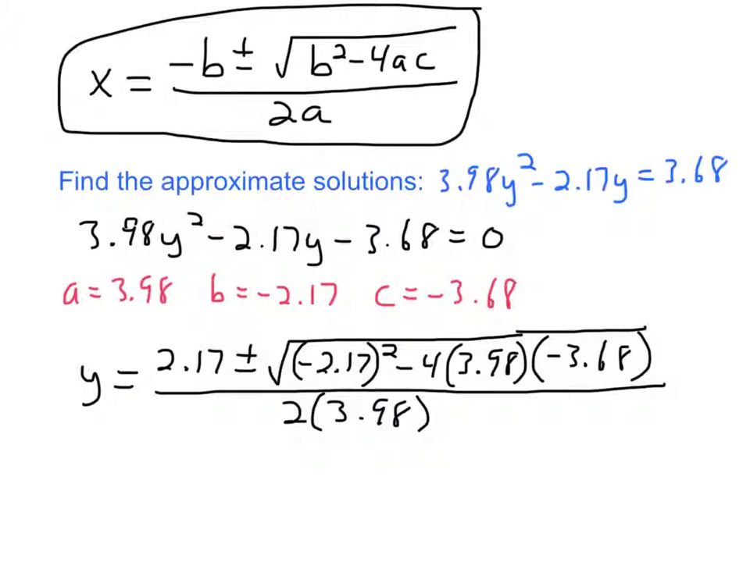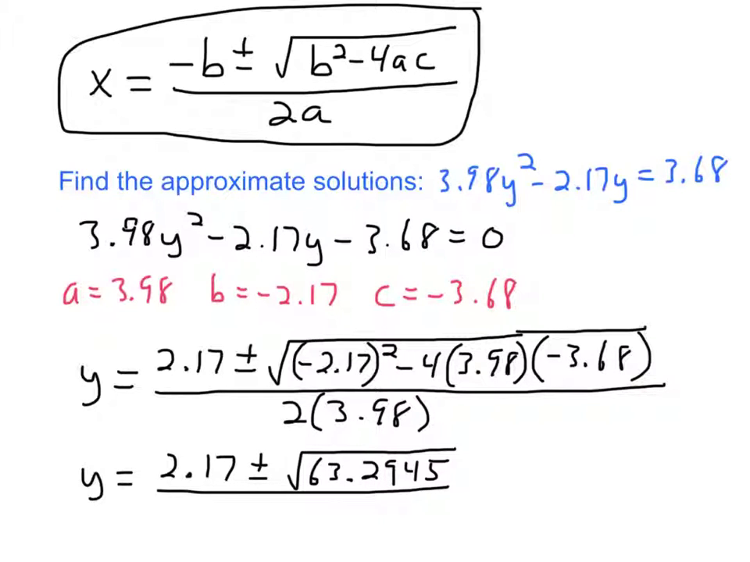Okay, and then we'd get our calculator to figure out some of these decimals. So we're going to get y equals 2.17 plus or minus the square root of, and then when I put all of that into my calculator, okay, this whole entire thing, I put it in and worked it out, it came out to be 63.2945. And then that whole thing is being divided by 2 times 3.98. And when I put that into my calculator, I got 7.96.